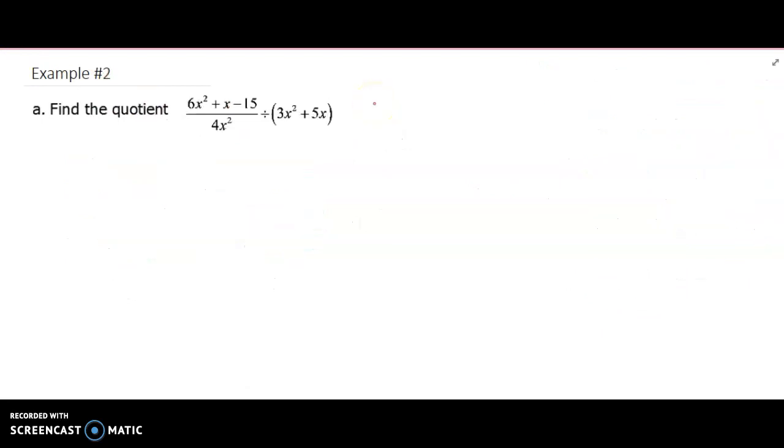All right, so let's look at example 2. Here we have 6x squared plus x minus 15 over 4x squared divided by this. Now, some of you guys, this will confuse, and it will help you a lot more if you just put that over 1. Okay, so if I want to go ahead and factor now, we can do that.